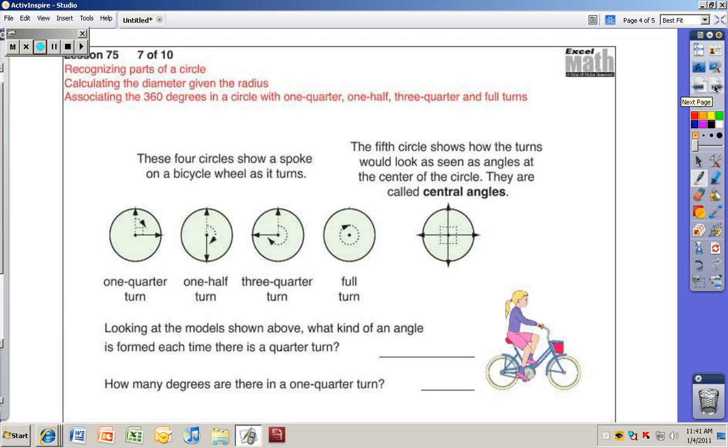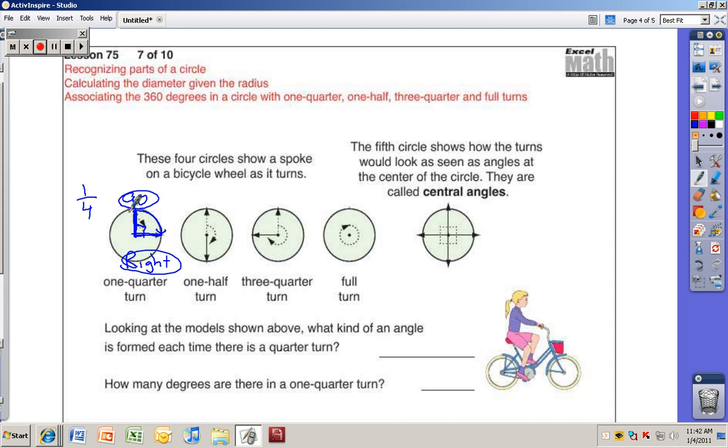Now we're talking about how many degrees there are in a turn. If we take, say, a hand like on a clock and turn it around a quarter of the way around the circle, an angle is formed right here. What kind of an angle is that? Right angle, good. And how many degrees is a right angle? 90 degrees. So we'd say a 1/4 turn of a circle makes a right angle or a 90-degree angle.